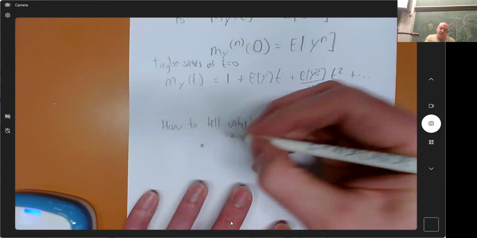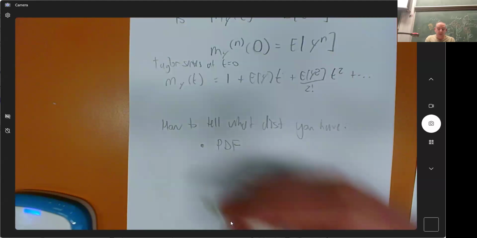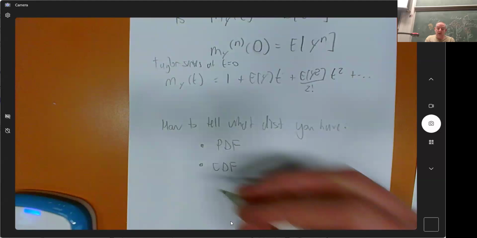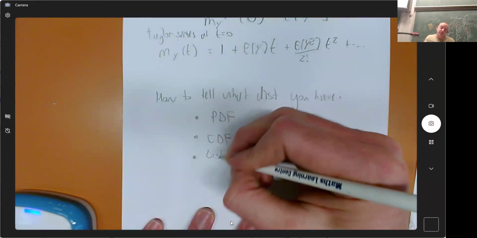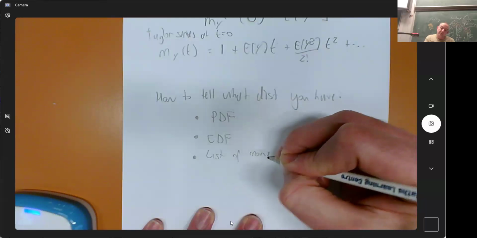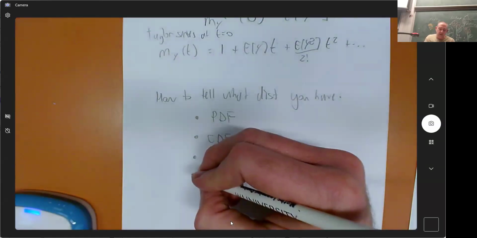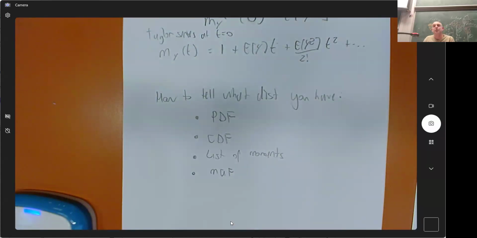We have one way, which is the PDF, classic. We have another one, which is the CDF. That's great too. And we also now have the list of moments, if you really want. No one will believe you with that one, but it's totally a truth. And you have the moment generating function. These are all now ways to tell which distribution you have.